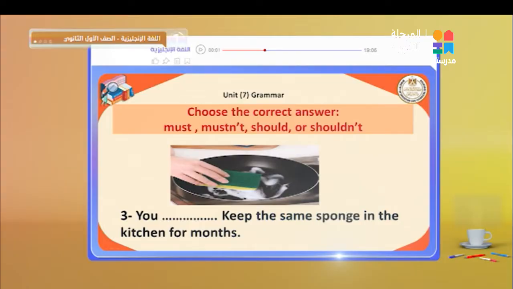What about this picture? Someone is using a sponge to clean the pan. So what should we say about this sentence? You keep the same sponge in the kitchen for months. Should we leave the sponge in the kitchen for months? Of course, it's very dangerous to keep the sponge in the kitchen for months because it will spread the bacteria. So here again we say you mustn't, because it's something dangerous. You mustn't keep the same sponge in the kitchen for months.